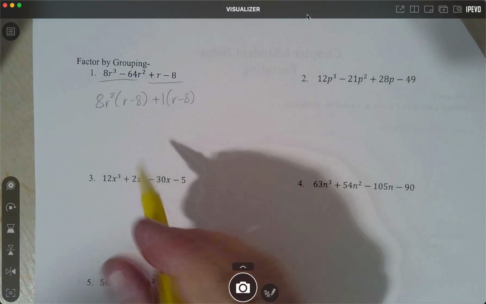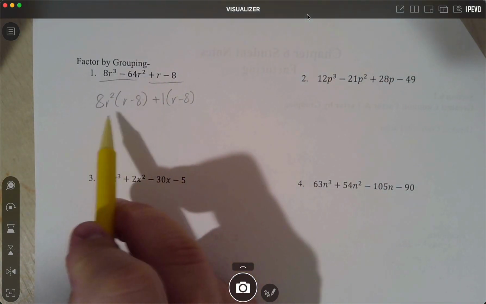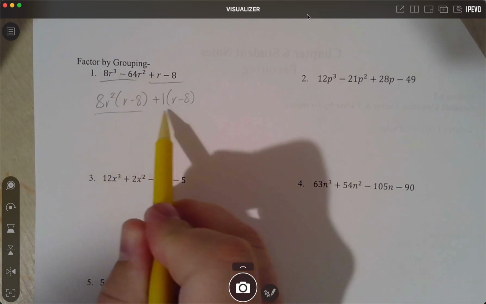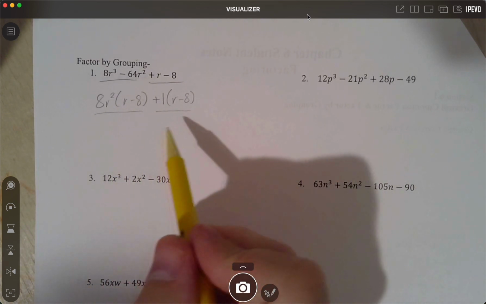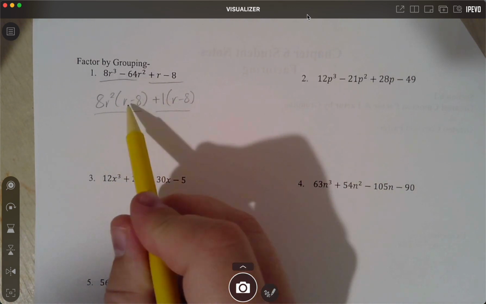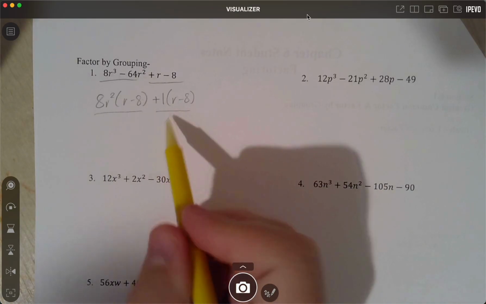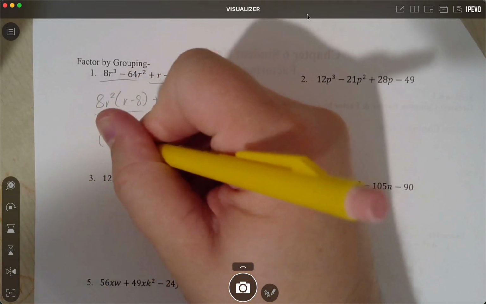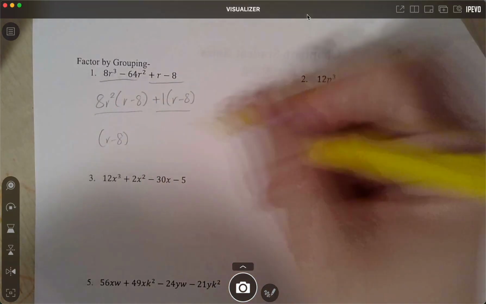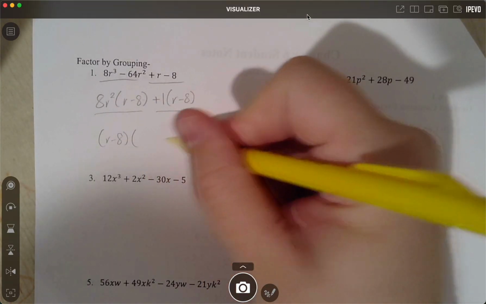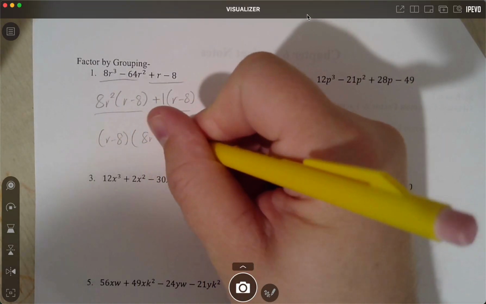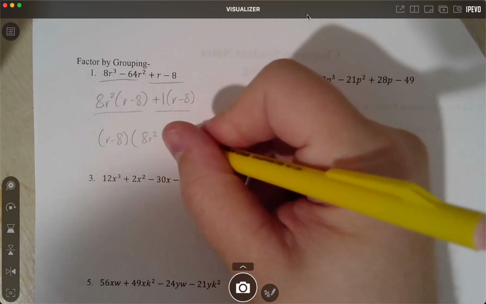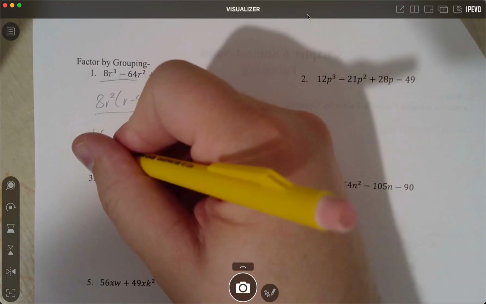And that will matter now, because here we are in this next example, but it looks oddly or exactly like the last example, where now the parentheses are the thing that's shared. So I factor out that r minus 8, the common factor. I create a parentheses for my leftovers. And what are my leftovers? The 8r squared from here and the plus 1 from here.